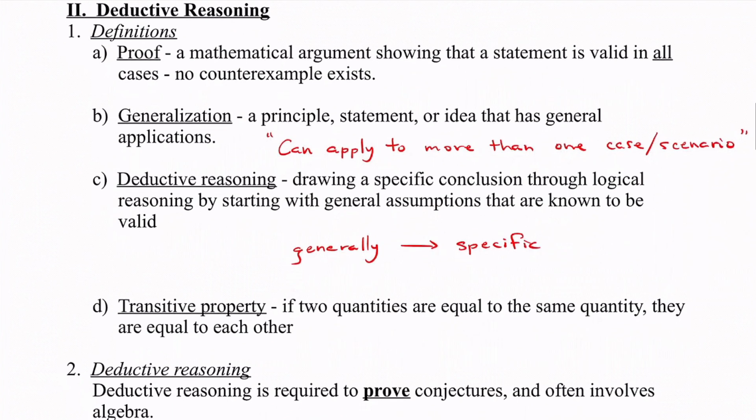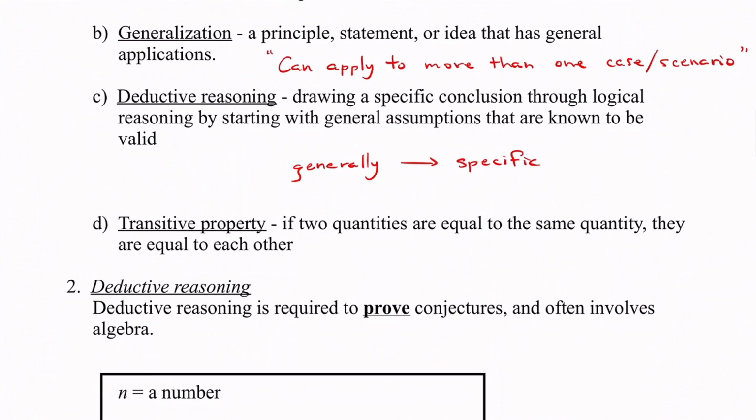And then the last definition there, we got the transitive property. We've seen this before when we did our sign law. The transitive property says if two quantities are equal to the same quantity, they are equal to each other. An example of this would be if you had A equaling B, and you also knew that B equaled C, then this implies that A must also equal C.